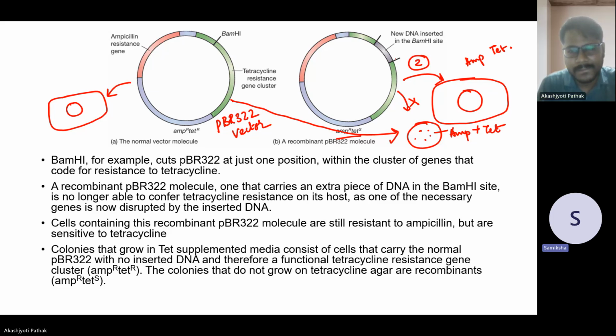Sir, why is this happening, that when we put the petri plates in ampicillin plus tetracycline medium, though it is ampicillin resistant, it will still not grow? Sir, if it is tetracycline sensitive but ampicillin resistant, then it should grow a little. No, it doesn't work like that. It won't grow a little. If it is tetracycline sensitive and you add tetracycline, it will not grow. Okay.